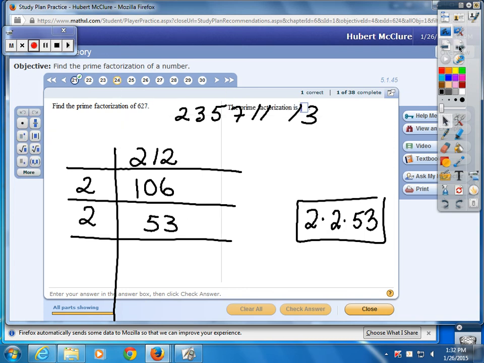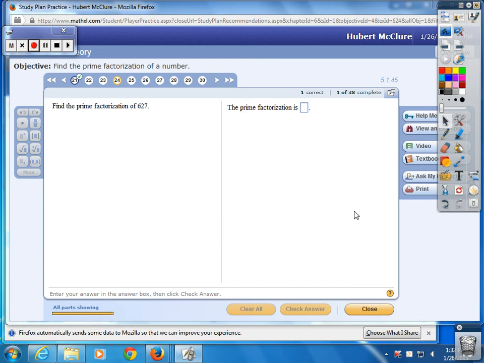627. That ought to pull the rug out from under you. That ought to make you feel bad. Can't do it. 627. What's the only number that you can come up with that ends in 7 with your multiplication tables? 3 times what? 3 times 9 is what? 27. So that tells you what? What will go into this one? 3.